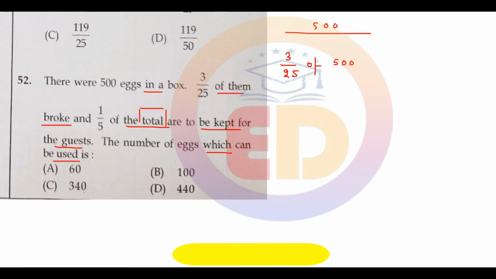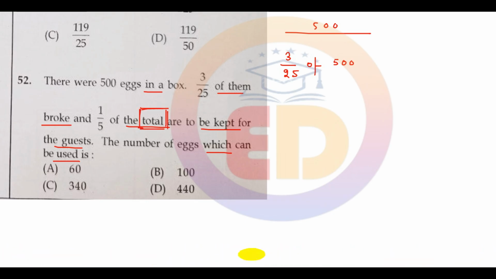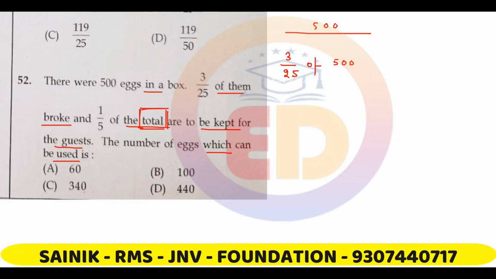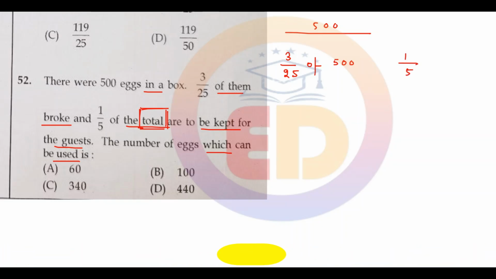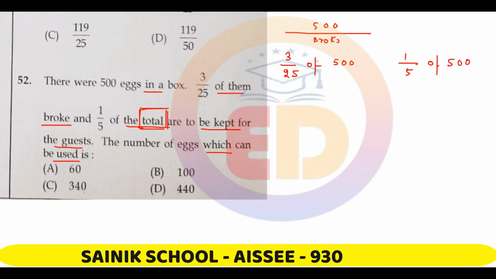And again they say that 1 by 5 of the total. ये remaining में से नहीं लेना है. 3 by 25 जो टूट गए उसमें से नहीं लेना है, total में से लेना है. So that is again another 1 by 5 of total. Total is 500. So the first one they broke, and the second one are for guests.